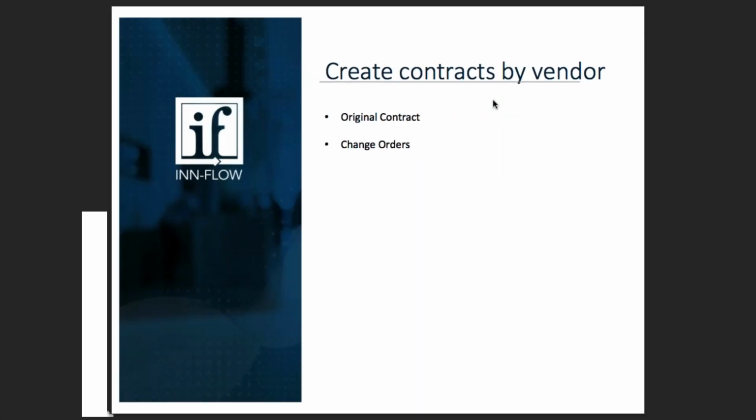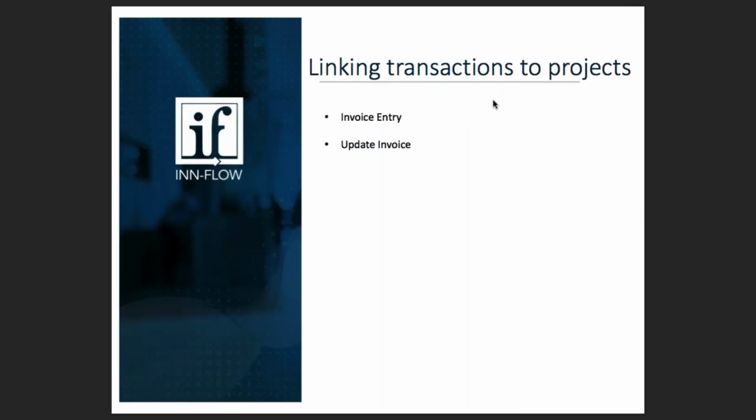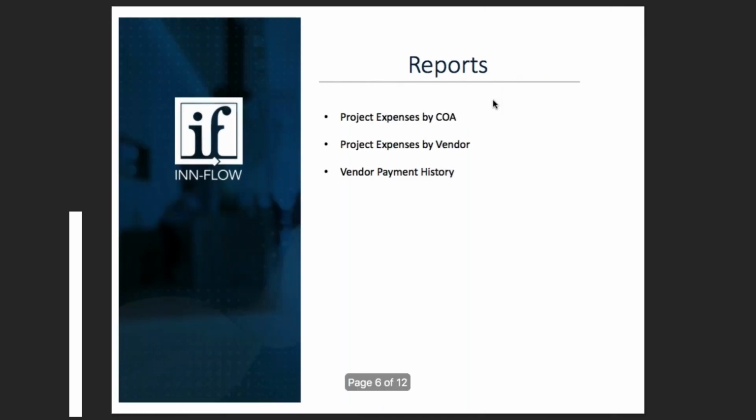And that brings us into our next section here. We've reviewed the create contracts by vendors, how you can make your original contract and change orders. We've looked at how you can link your transactions to the invoice entry or update existing invoices. And now we get into the different reports for the feature. This covers the project expenses by chart of account and by vendor, and also your vendor payment history report.